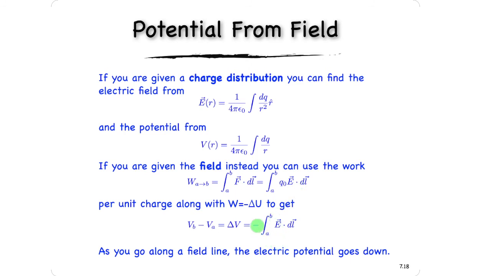And this minus sign tells me that if I'm going along a field line, then the potential goes down. So I've got a positive charge here. Its field points radially outwards. Another positive charge, if it moves along that field line, its potential energy goes down. So if I'm moving along a field line, the electric potential must go down. Okay, and then the opposite is true. In the opposite direction as a field line, the potential goes up.